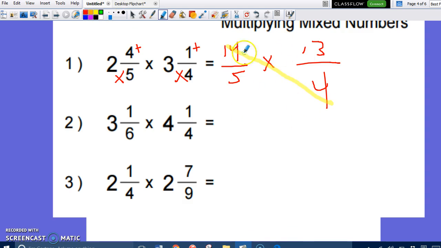You can't reduce up and down. It has to go diagonally. Okay, so I'm going to first look for a 14 and a 4 using my multiplication chart method.